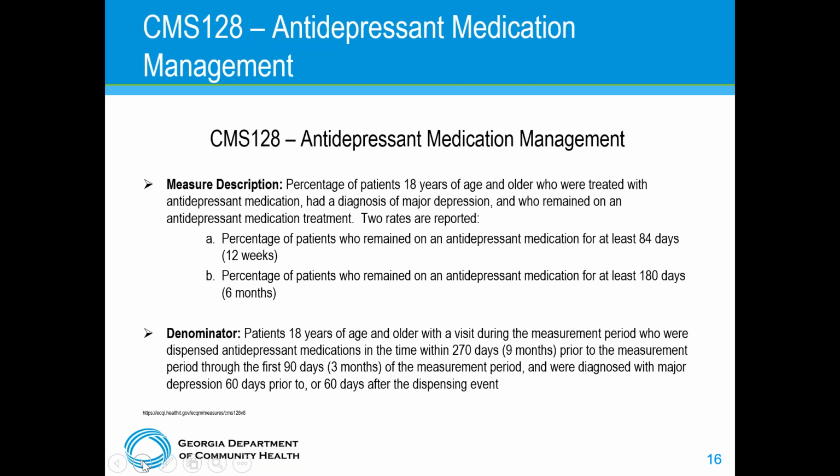For the denominator, or the initial patient population, we're looking for those patients 18 years of age and older with a visit during the measurement period who were dispensed antidepressant medications in the time within 9 months prior to the measurement period through the first 3 months of the measurement period. They also had a diagnosis of major depression 60 days prior to or 60 days after the dispensing event. Next slide.